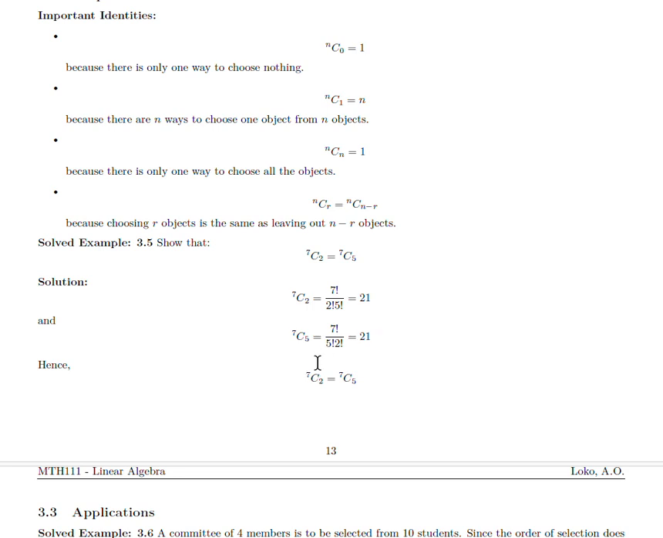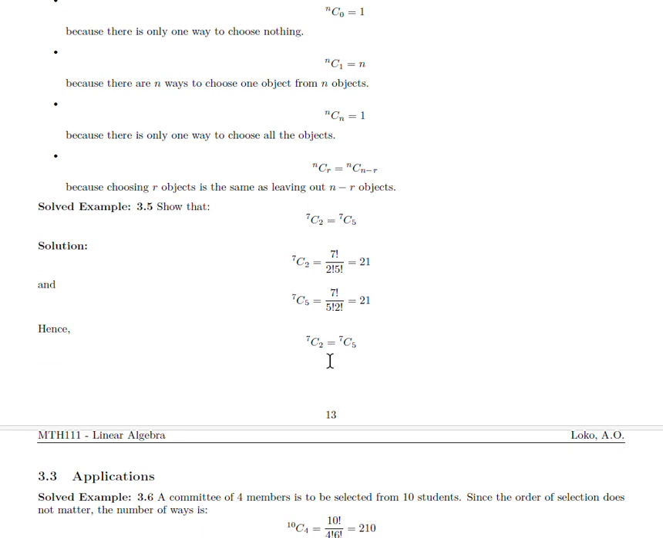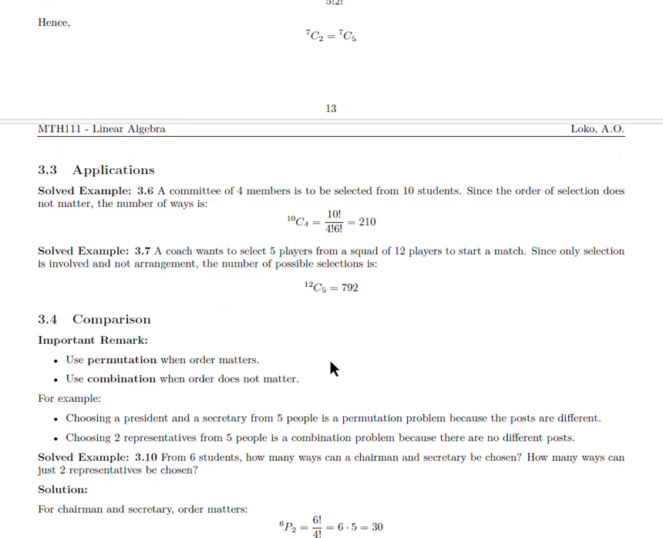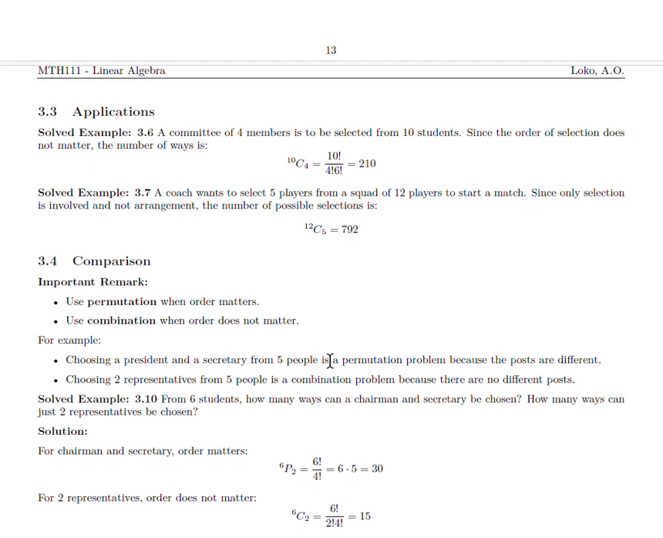Now if you take note, if n is 7 and r is 2, you see that on the other side n is 7 and our base number is 7 minus 2, n minus r, which is 5, and that's why they are equal. So you see, we have some applications here.